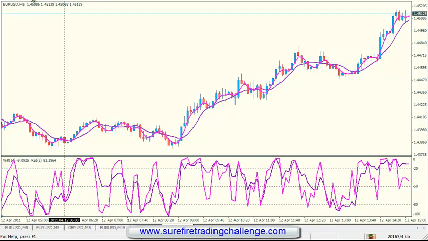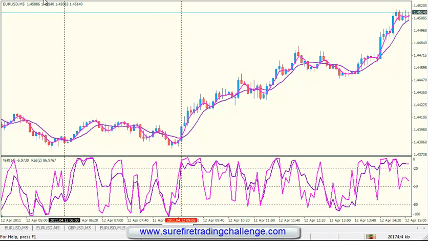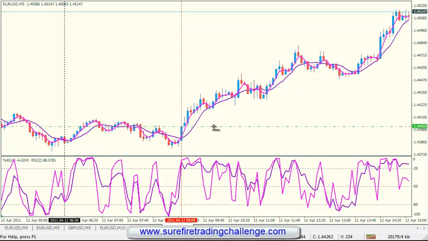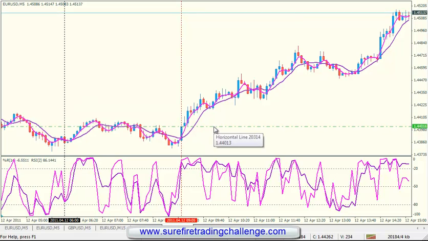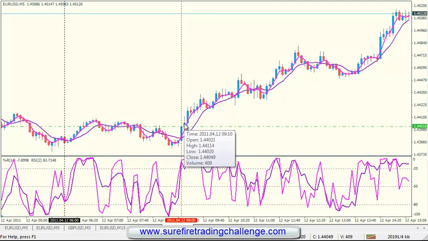So I'm going to enter this trade over here, and I will enter at the close of that candle, which is at 1.44016. Okay, or that's almost like the open of this next candle over here, but let's make the close of the candle our trigger to enter the trade.